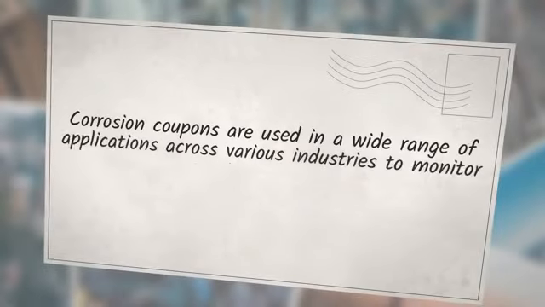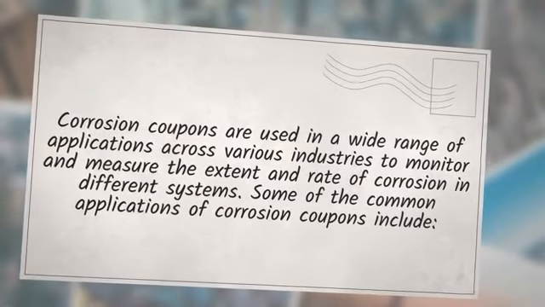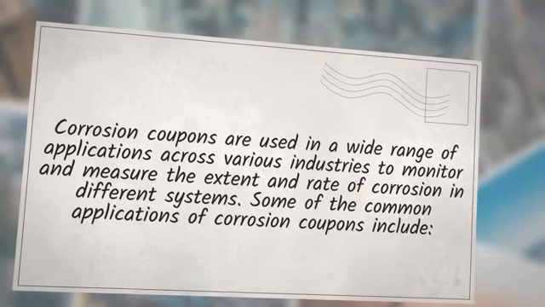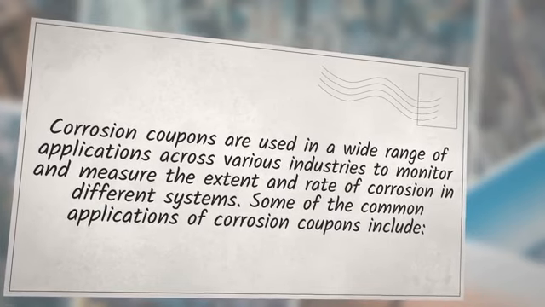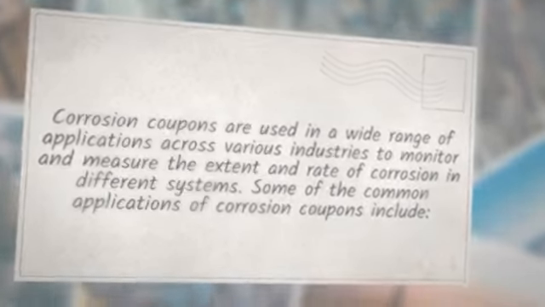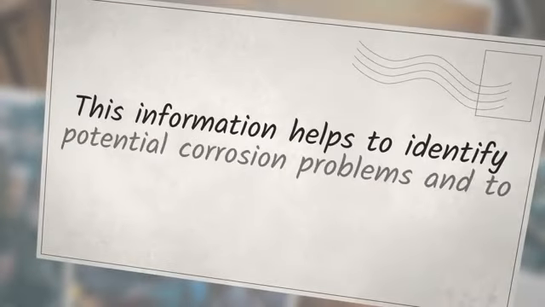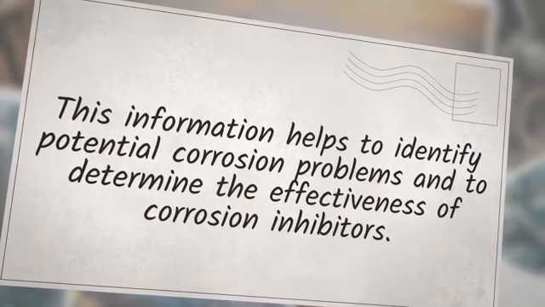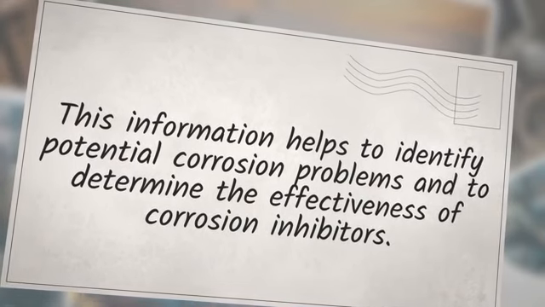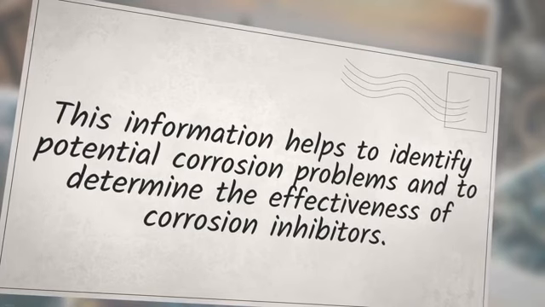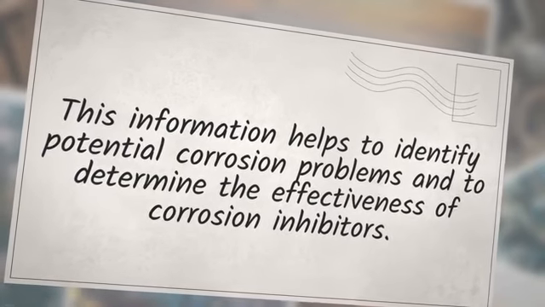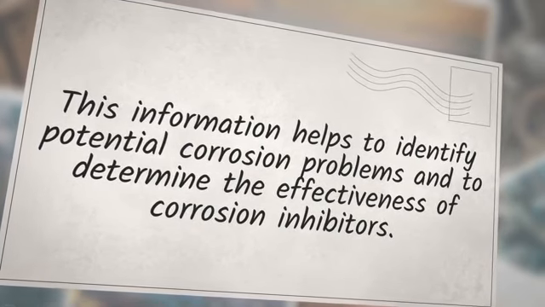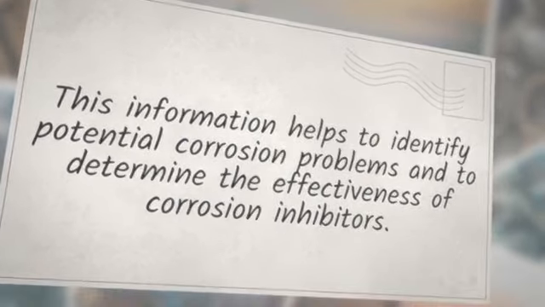Corrosion coupons are used in a wide range of applications across various industries to monitor and measure the extent and rate of corrosion in different systems. Some of the common applications of corrosion coupons include the oil and gas industry. Corrosion coupons are extensively used in the oil and gas industry to monitor the corrosion rates in pipelines, storage tanks, and other equipment that is exposed to corrosive environments. This information helps to identify potential corrosion problems and to determine the effectiveness of corrosion inhibitors.